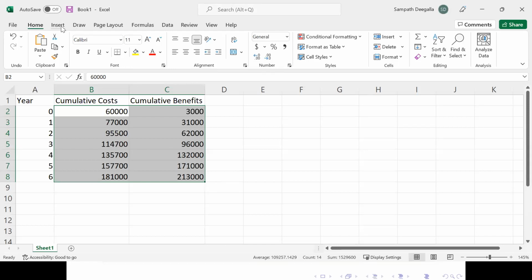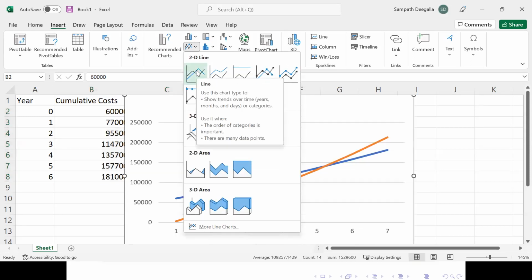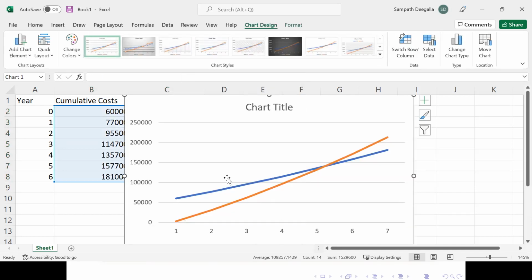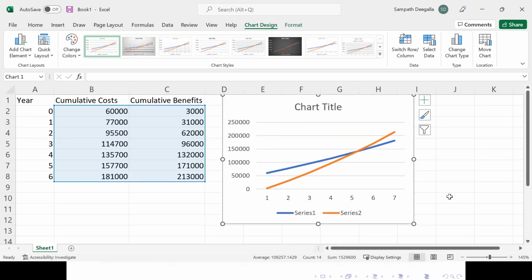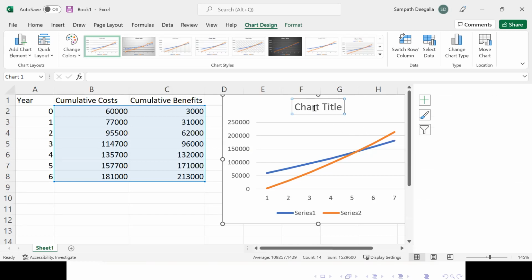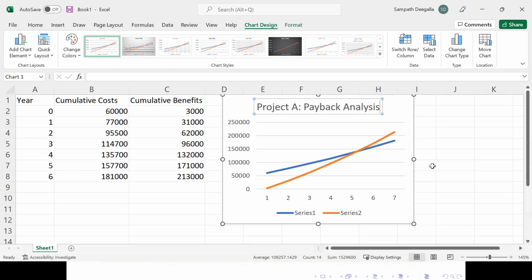Let me insert, and maybe I can have a line graph. Okay, so here is my line graph. And this is for project A, right? This is project A, payback analysis. And then you can see where these two meet.